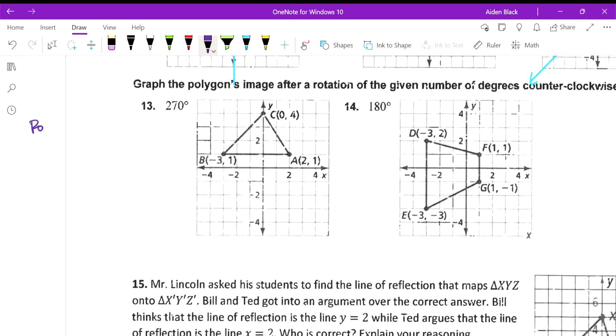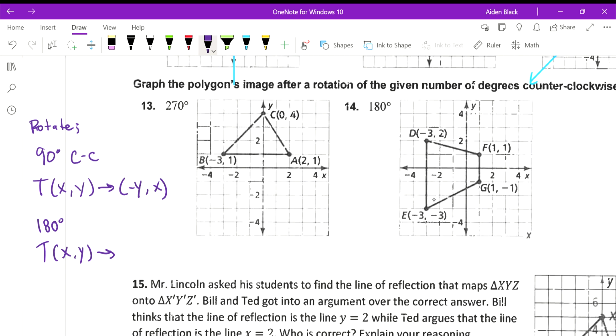So if we rotate 90 degrees counterclockwise, the rule is we get negative y comma x. Okay. If you rotate 180 degrees, either direction, works for both ways, we get negative x comma negative y.